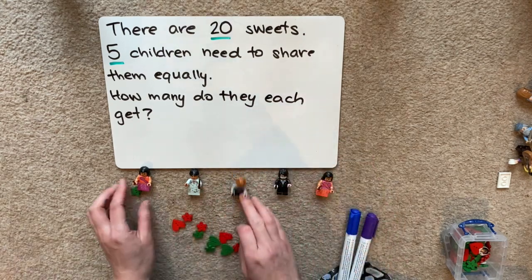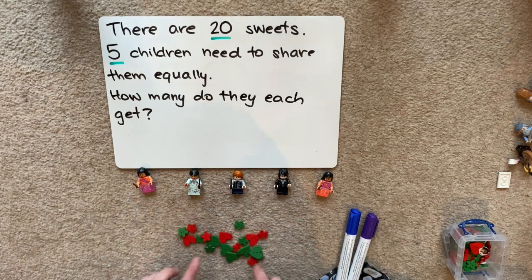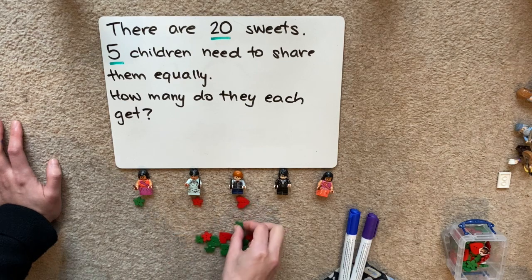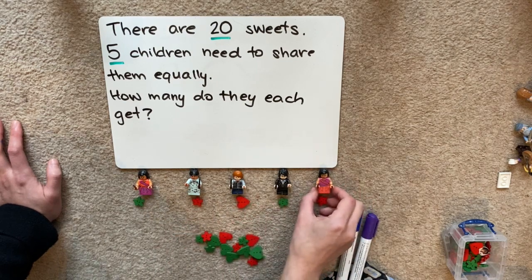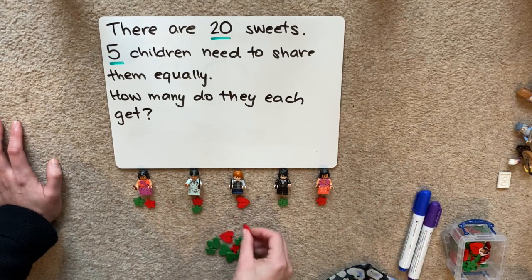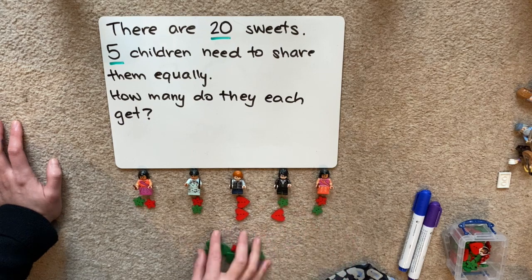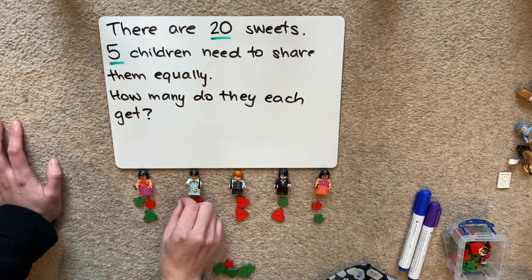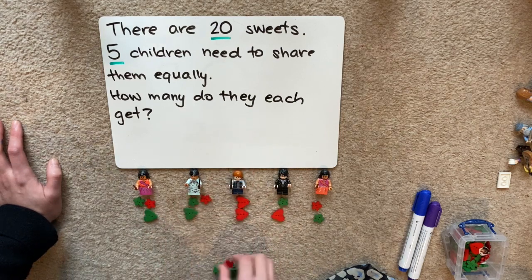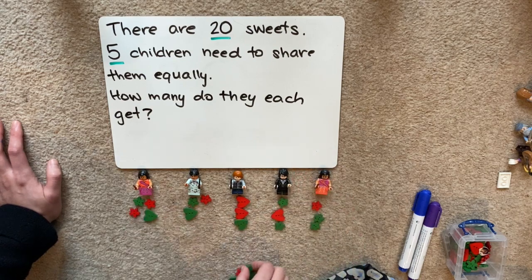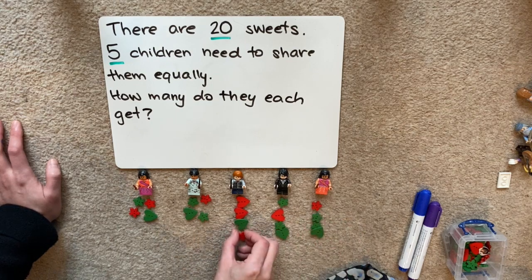Okay, start again. 5 children, 20 sweets. Let's share them out equally. So 1 for you. So now they each have 1. I still have to share out these ones. So far they all have 2. Share out these ones. Oops. And share out these ones. Okay, I've shared them out equally.